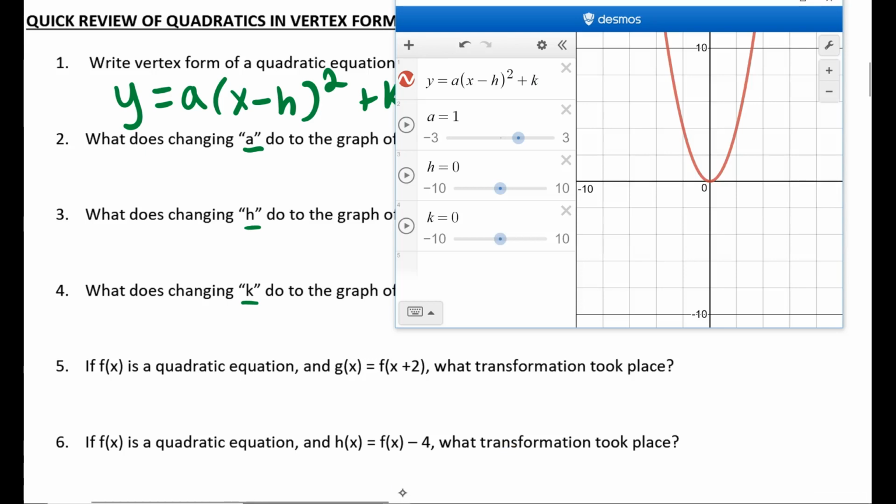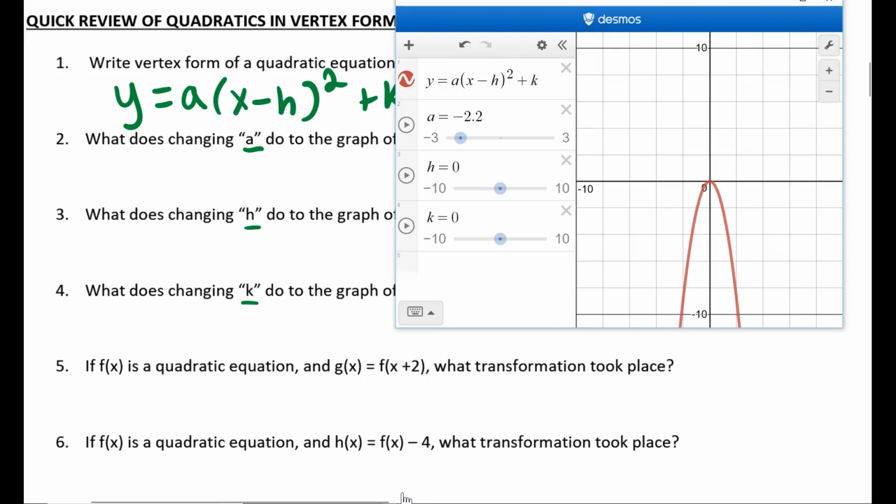So for that a value, what I have it set up right now is I have an a value of 1. And as I increase the a value or decrease the a value, notice what happens. As I increase a to a larger number, the graph gets narrower, but as I decrease a to a number between 0 and 1, it actually gets a little bit wider and wider and wider until it flips and reflects over the x-axis and does the same thing on the other side.